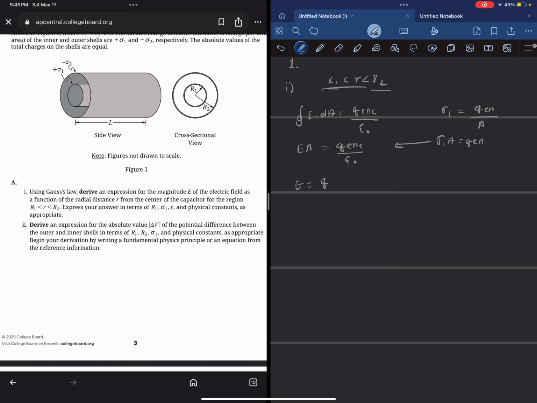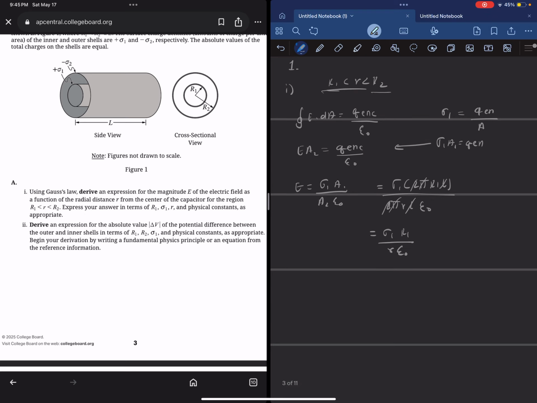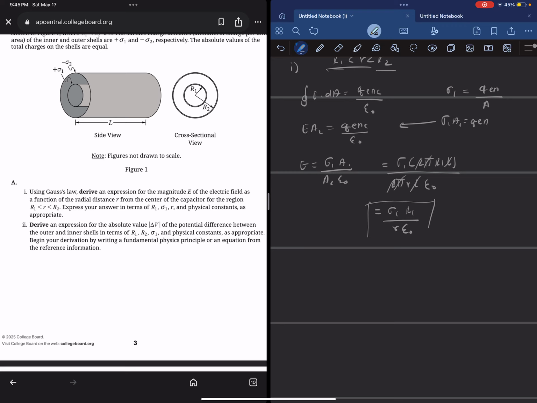We're going to sub that in. E equals sigma 1 A1 over A2 epsilon sub 0. Your A1 is just 2 pi R1 L, divided by 2 pi R L times epsilon sub 0. All this cancels, and this is just sigma 1 R1 over R times epsilon sub 0. That's your expression for E.